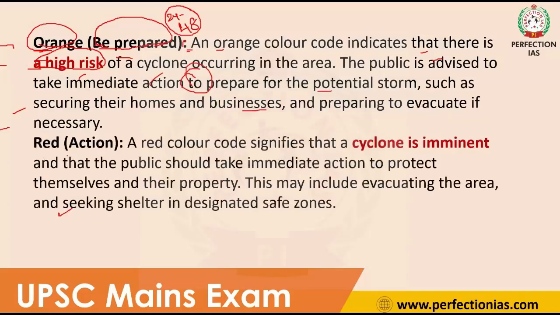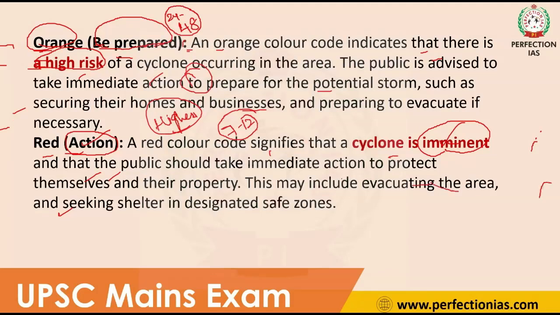Next is the red color warning. The red color warning means immediate action is necessary. This is the highest alert level in India. Once a red color warning is given, it means the cyclone is going to occur within 7 to 12 hours. So the government needs to take immediate measures to control the situation, and the public should take immediate action to protect themselves as well as their property. This may include evacuating the area and seeking shelter in designated safer zones. So these are the 4 color code early warning levels which IMD is using.